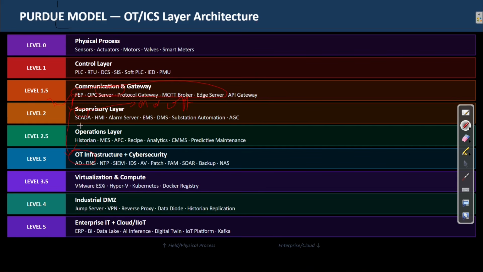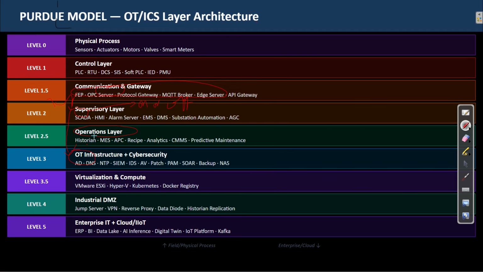Now when we are moving to layer 2.5, layer 2.5 talks about the operational layer. So what is happening in this particular layer? It handles the production optimization, maintenance and analytics, that is, what is produced, what was the fault, everything is recorded at this particular layer. That is called the operational layer.